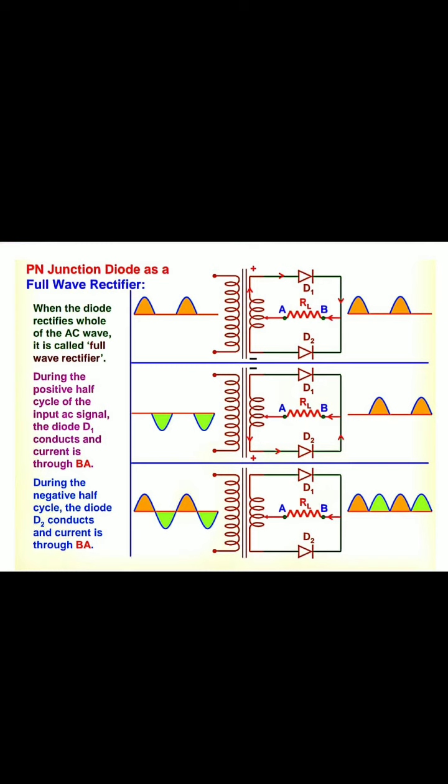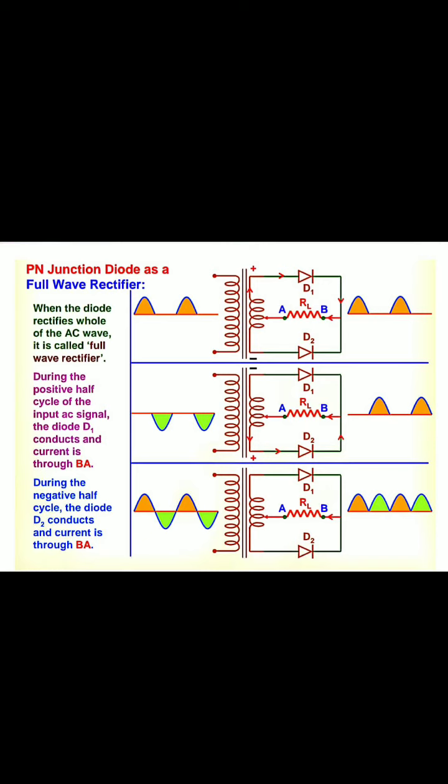Now for the negative half. For the negative half, the upper one is negative and the lower one is positive. Okay, so now D1 does not allow the current to pass through it. But D2 is allowed because the D2 side is positive. So the current direction again goes from B towards A. This is called a center tap transformer, because this center tap point acts as a lower potential. That's why the current flows this way.